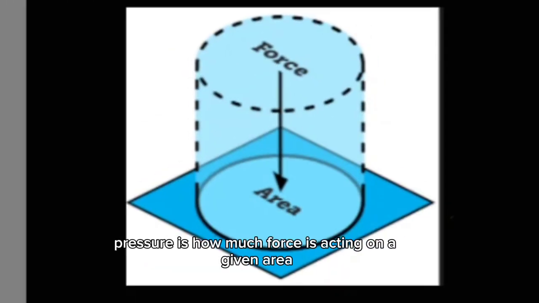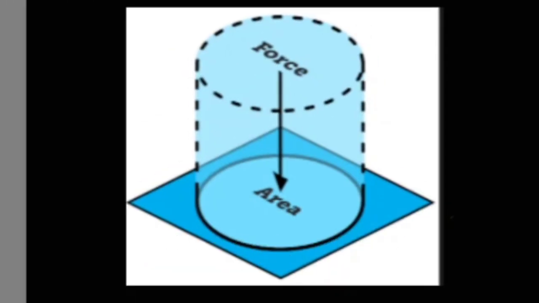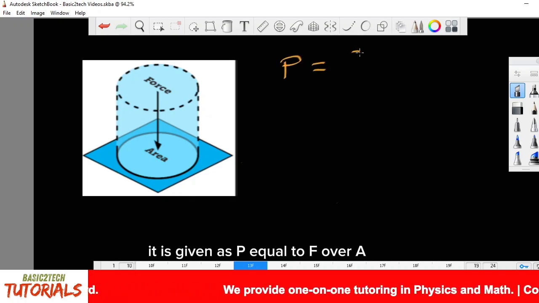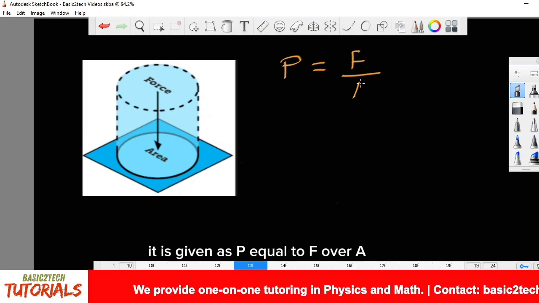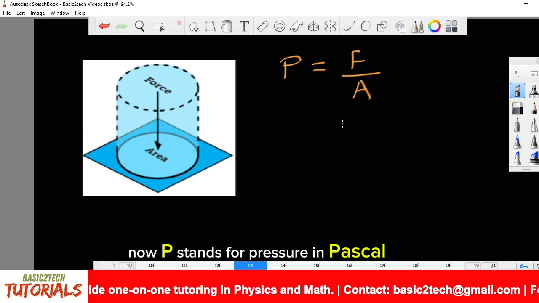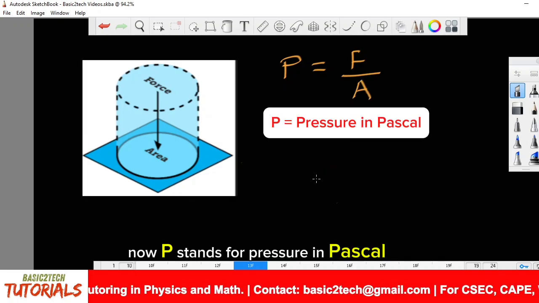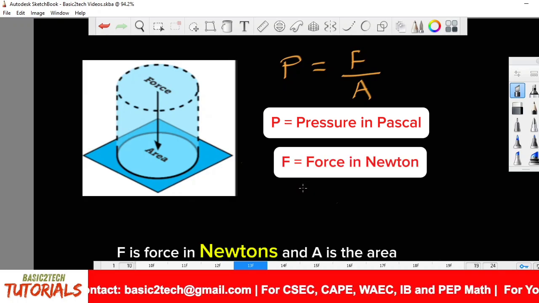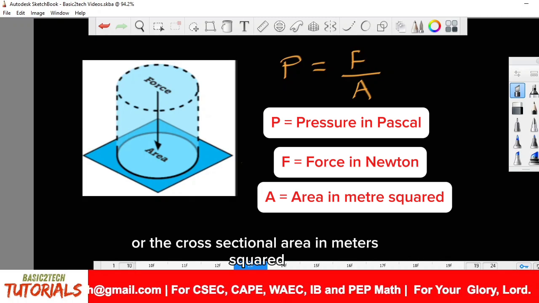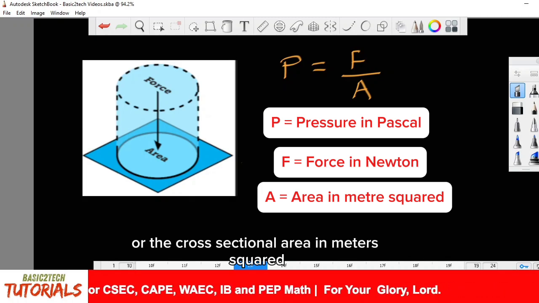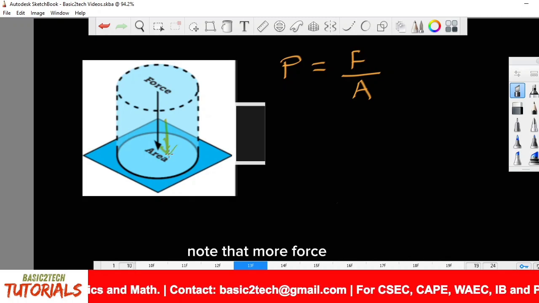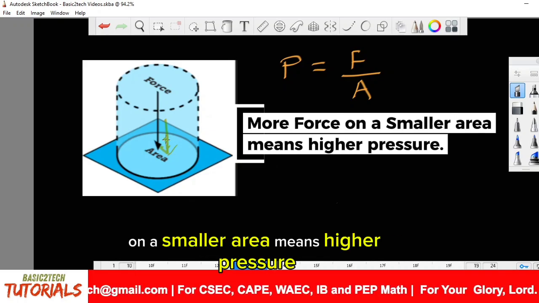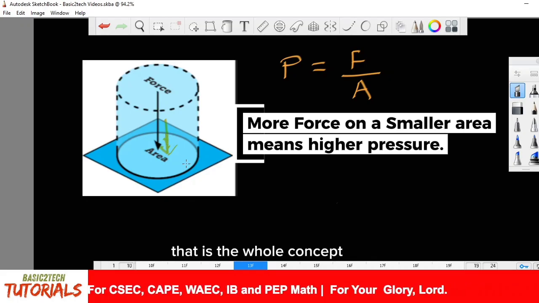Pressure is how much force is acting on a given area. It is given as P equal to F over A. Now, P stands for pressure in Pascal, F is force in newtons, and A is the area or the cross-sectional area in meters squared. Please note that more force on a smaller area means higher pressure. That is the whole concept.